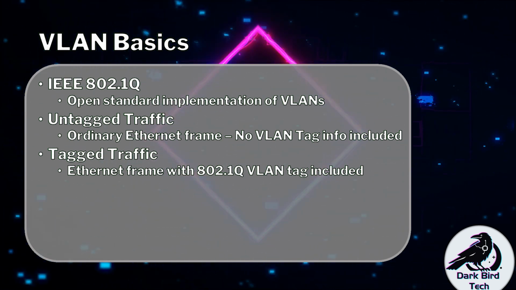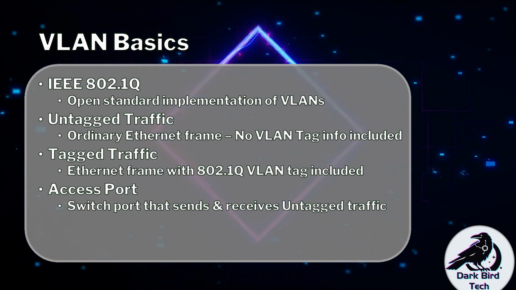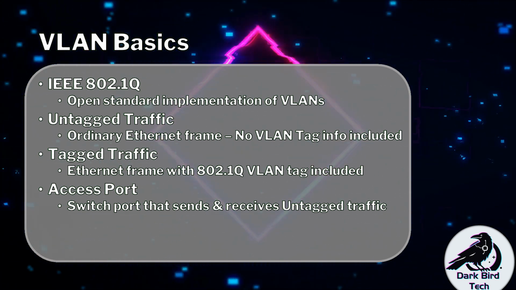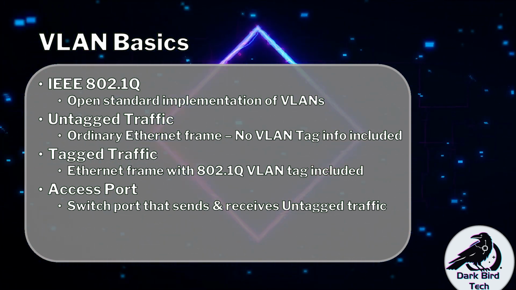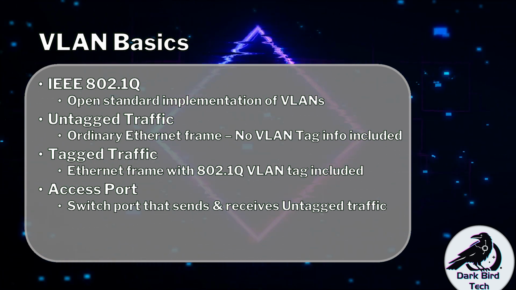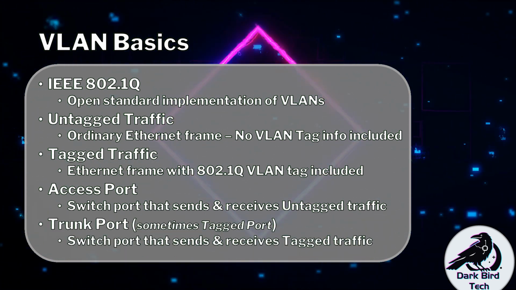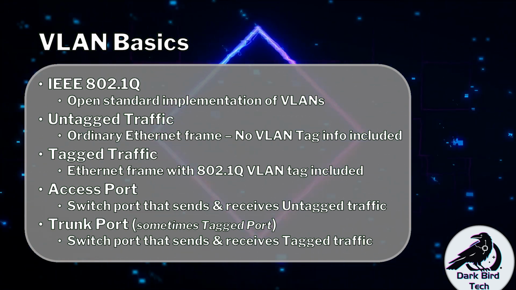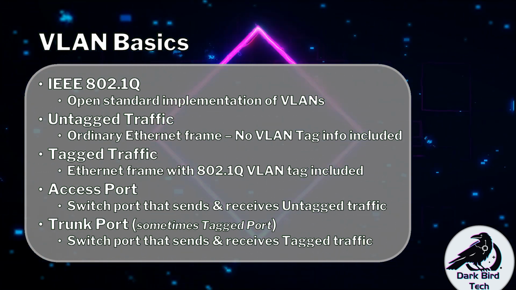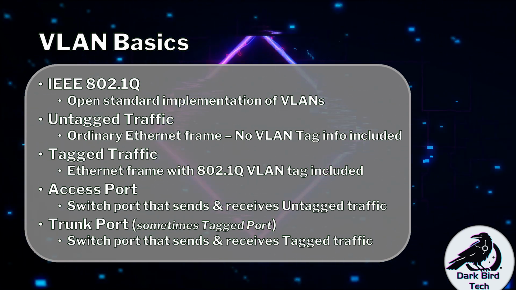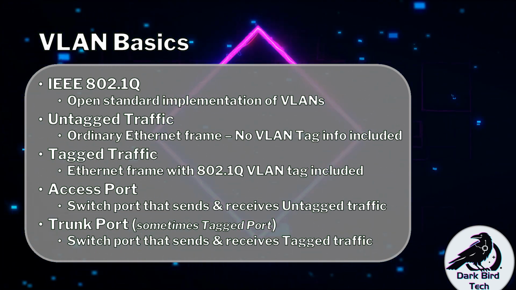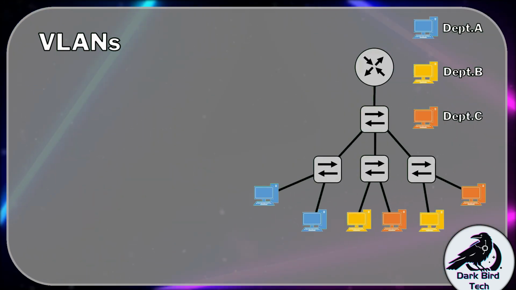Now, in addition to this, we're also going to talk about these things called access ports. These will be switch ports that will be sending and receiving untagged traffic. I'll explain where they are and what they're about when we're doing a diagram. And then we have trunk ports. Sometimes you might see them called tagged ports, but it's the same thing if that's the name being used. And these switch ports will be able to send and receive tagged traffic. Now, with all that in place, let's go check out how VLANs are going to help us out.